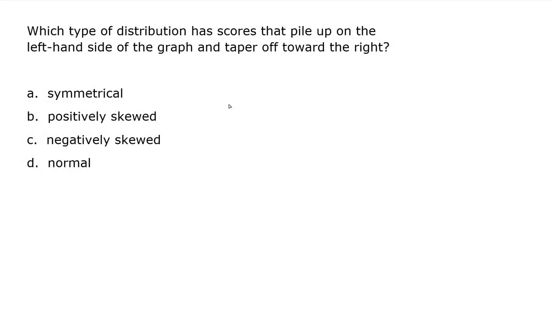Which type of distribution has scores that pile up on the left-hand side of the graph and taper off towards the right? Is it symmetrical? Is it positively skewed? Is it negatively skewed? Okay, well, it's definitely not going to be symmetrical. Symmetrical does the same thing on both sides. A symmetrical distribution looks like this.